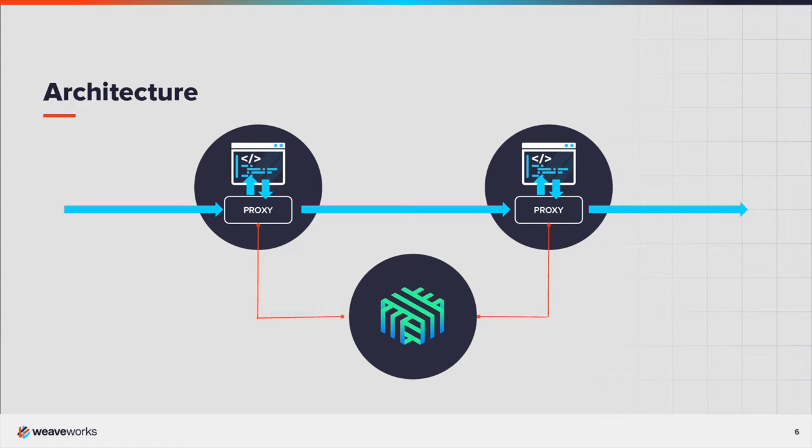A proxy is automatically injected into the pod when it starts up. All pod communication goes through these proxies, allowing them to inspect and control the traffic. The service mesh control plane communicates with the proxies to manage their configuration and gather metrics.